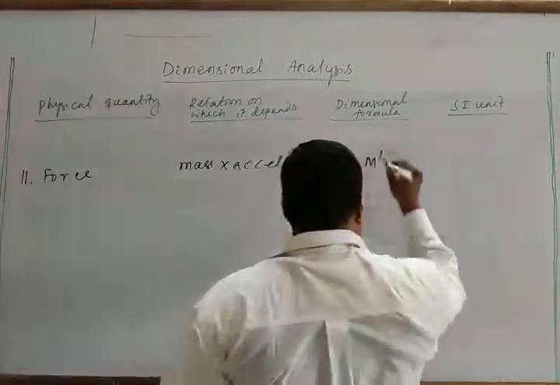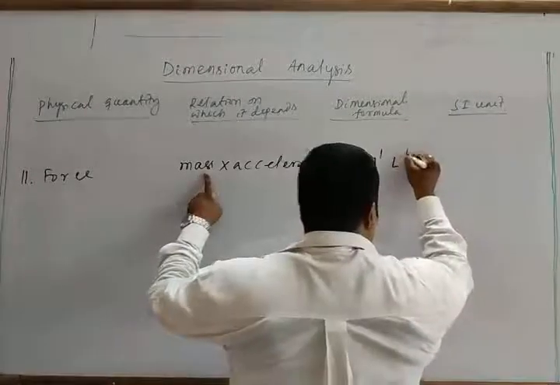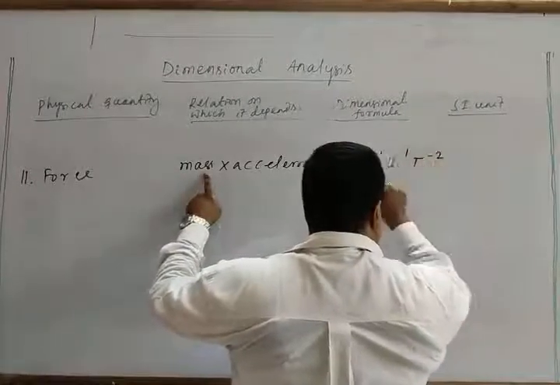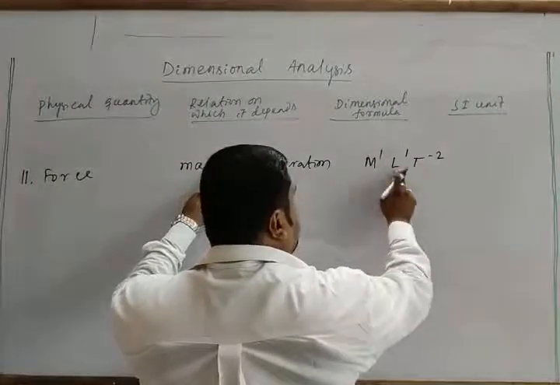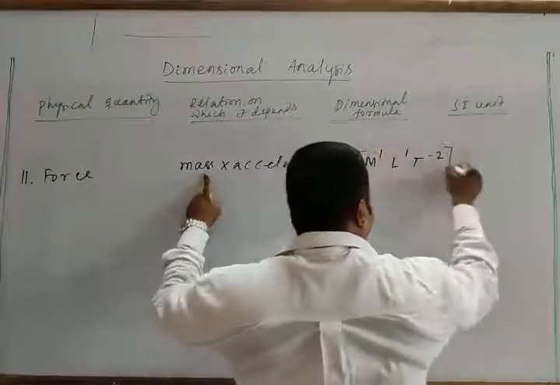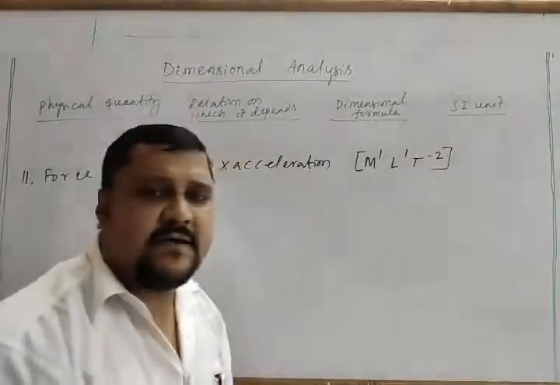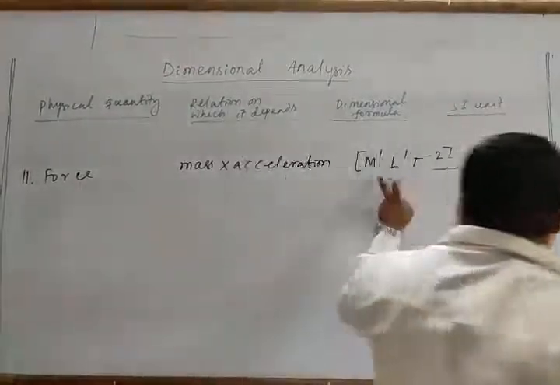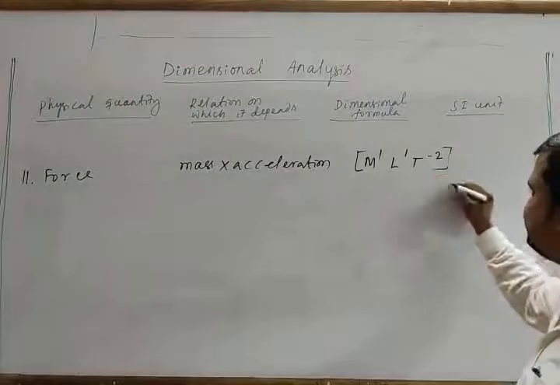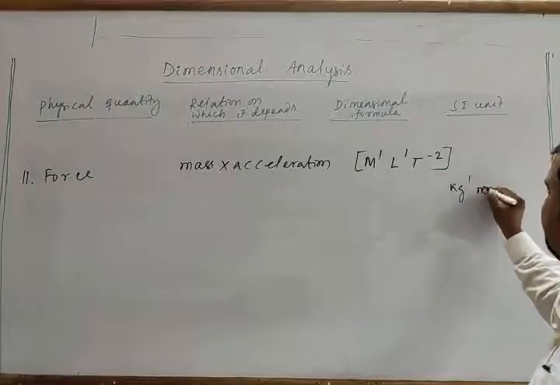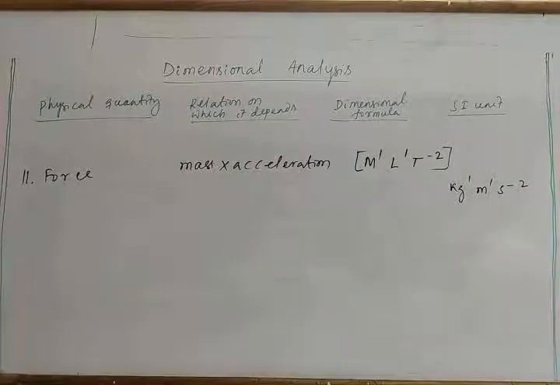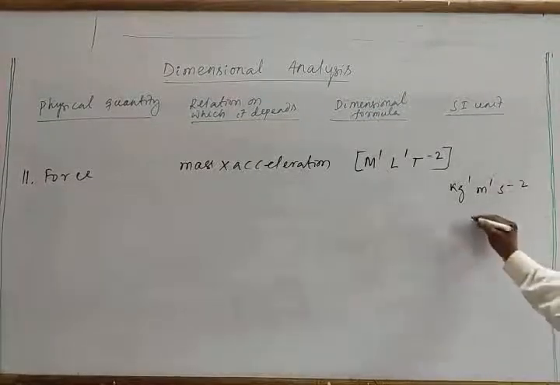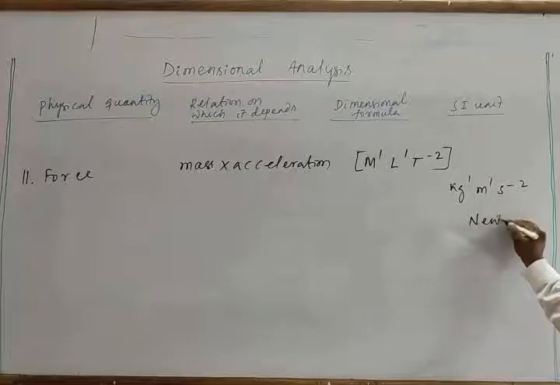So M1 is the mass, and acceleration is L1 T minus 2. If you multiply that, don't put the multiply sign. M1, acceleration is L1 T minus 2, within a square bracket. This is the dimension. And to write the SI unit, I can write this as kg meter second minus 2, and its equivalent can be written as Newton in SI.